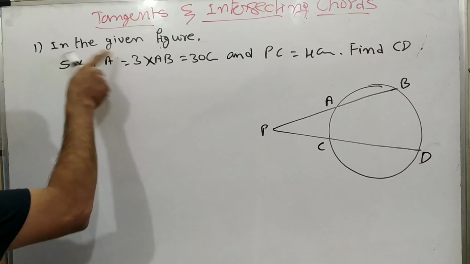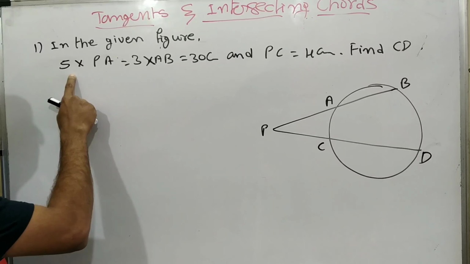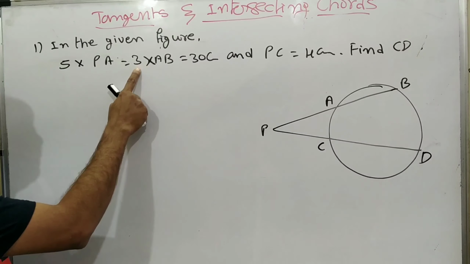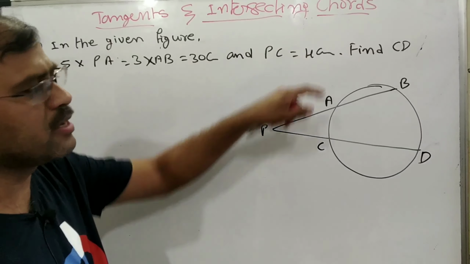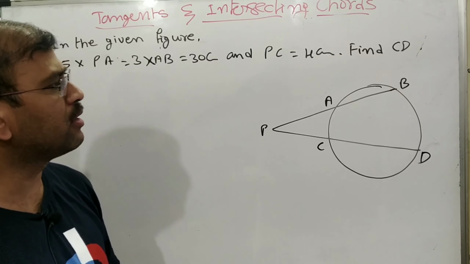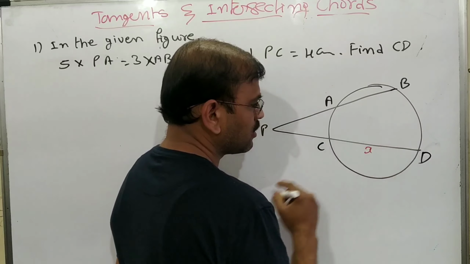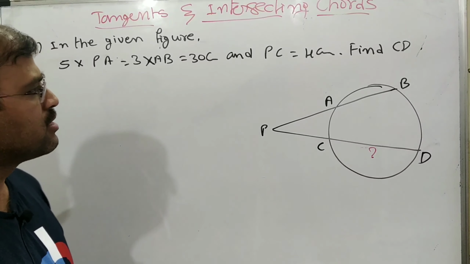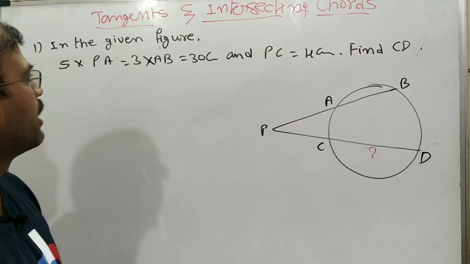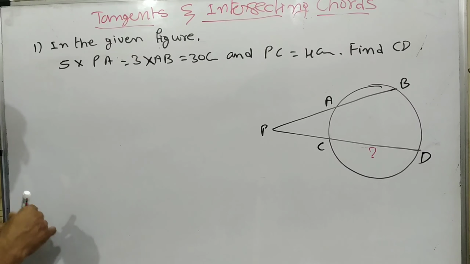So look at this one. I am going to explain one question. In the given figure, 5 multiplied by PA equals 3 multiplied by AB equals 30 centimeters. PC is 4 centimeters. We need to find CD. Now I'll write the values in the diagram. Look at the question carefully.